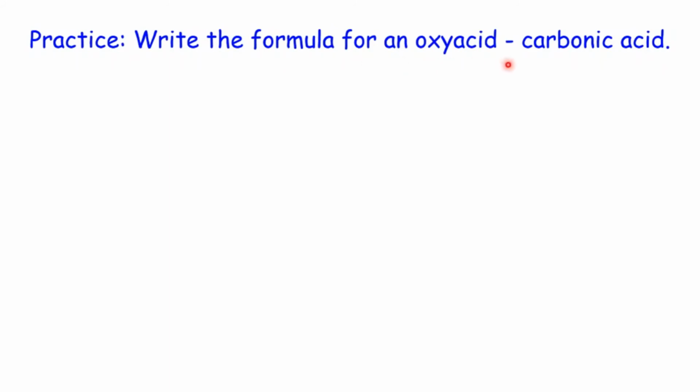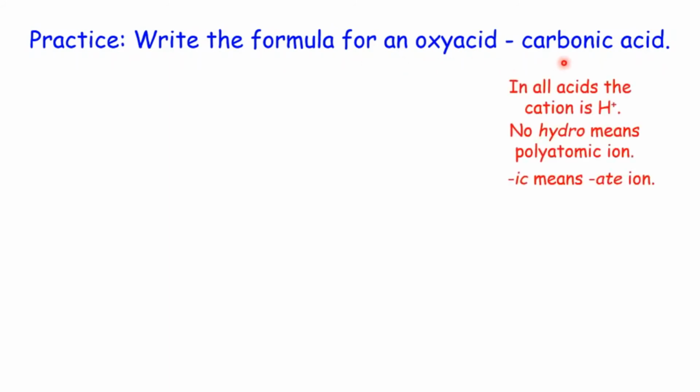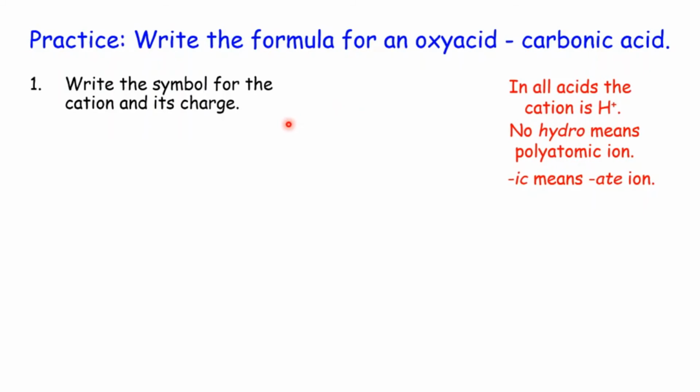Write the formula for carbonic acid. Again, all acids have to contain hydrogen ions, so that's a cation. In the name, I don't see hydro. No, hydro means no polyatomic ion. And now I see in this name, the suffix is IC. IC means ATE. Okay, so once you understand all of this, solving this problem is very easy now.